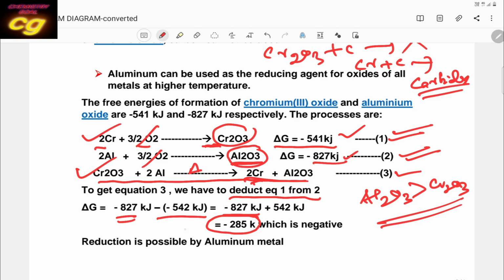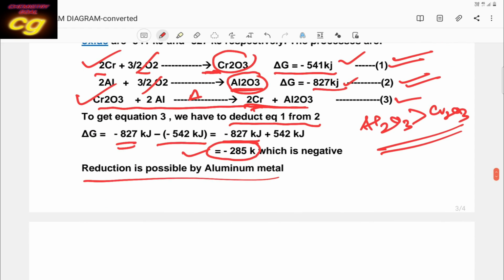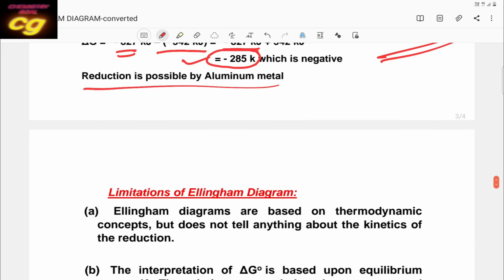Del G value is negative, which means reduction is possible. Already we have discussed, del G value negative means it is possible. If the del G value is more negative, then the feasibility will be more. That means the spontaneity will be faster. So this is the main difference. So this is regarding the application of the Ellingham diagram.